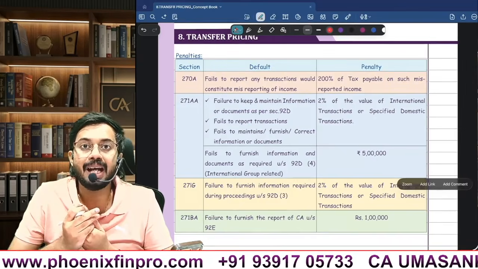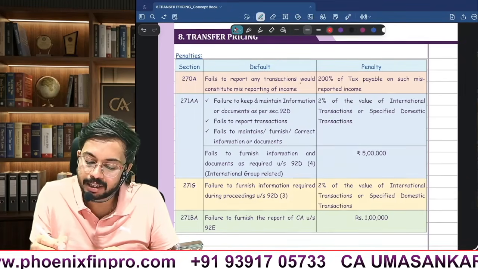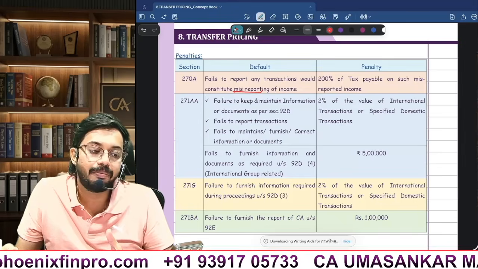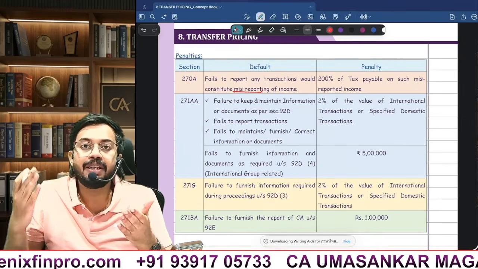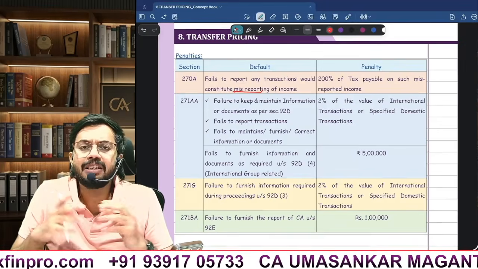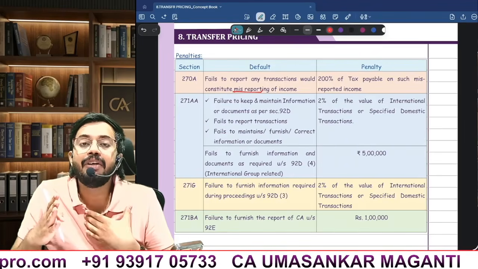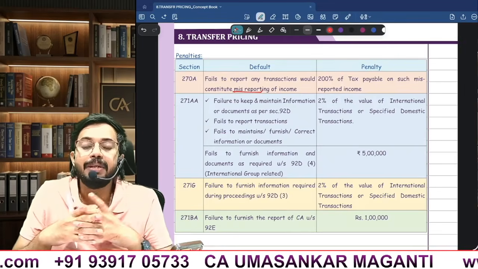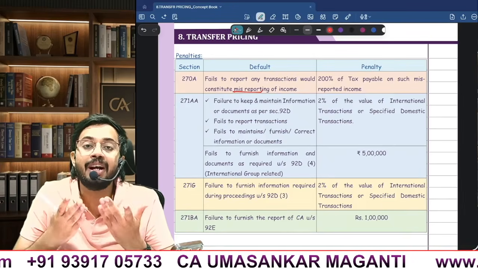Sometimes an MCQ might be asked from this concept. That's why I'm revising. Section 270A: failing to report any transactions would constitute misreporting of income. There is a concept of under-reporting of income or misreporting of income. If there is a difference between the return income, the income disclosed in the ITR, and subsequently the assessing officer finds new income, the assessed income differs from the return income. If the reason is that you intentionally avoided expenditure or intentionally reduced the sales and income, that is called misreporting of income.